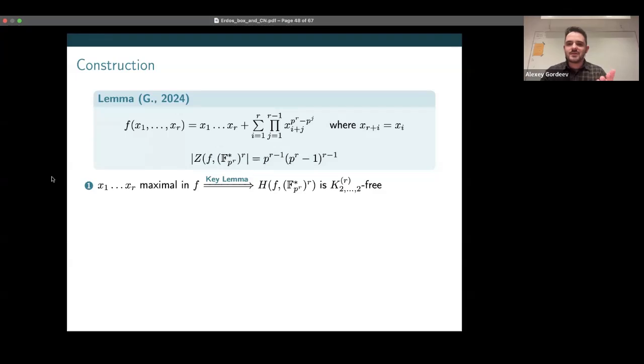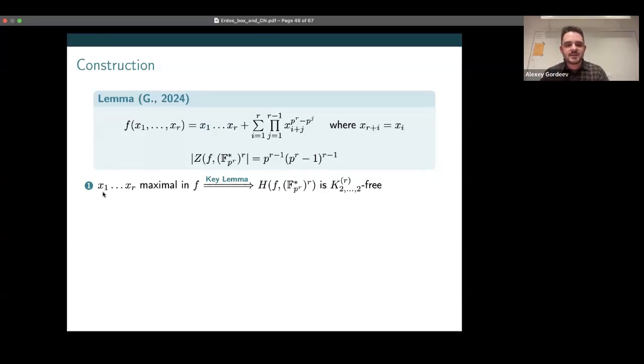Yeah, so let me first tell how from this technical result we get the bound, which I promised. So this monomial is clearly maximal in F because every other monomial doesn't contain one of the variables. So clearly, this monomial cannot divide any other monomial. Then we can apply our key lemma.